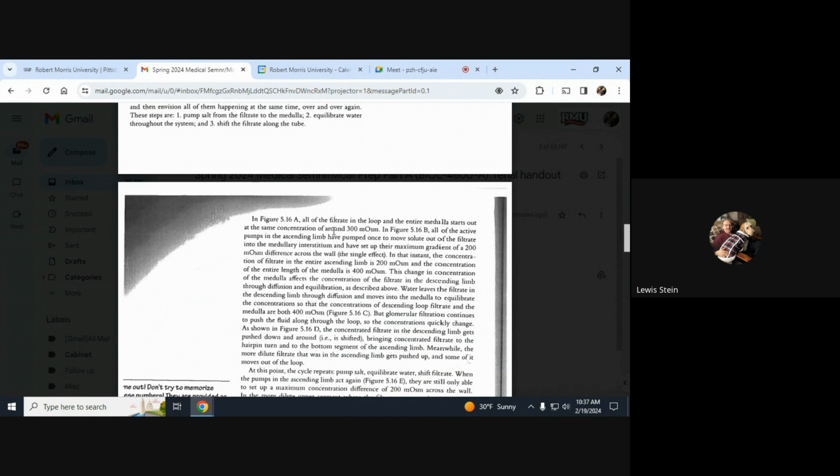And what you'll see is that the so-called single effect, one side losing water, one losing salt, creates a difference across the tube. So if this is this tube shape, this sort of U shape, on one side of the U, the descending side is always about 200 milliosmoles greater than the ascending side. So you immediately start to create a gradient.